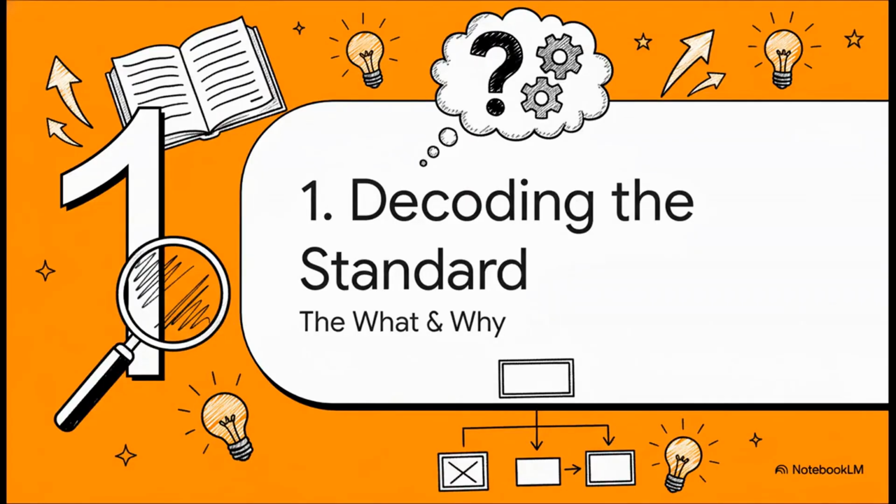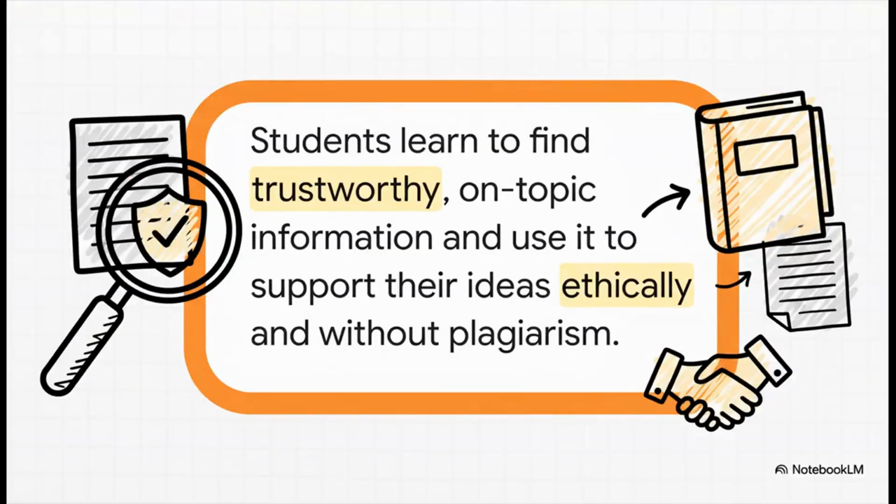All right, first up, let's decode the standard. I mean, if we're not totally crystal clear on the goal, how can we possibly expect our students to be? This is all about getting a handle on the what and the why before we even think about touching the how. When you boil it all down, this standard is really about two main things. First, we're teaching our students to become little information detectives, finding sources that are not only trustworthy, but are also on topic. And second, we're showing them how to actually use that information to back up their own ideas. It's a huge life skill.